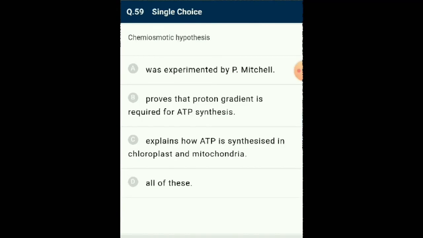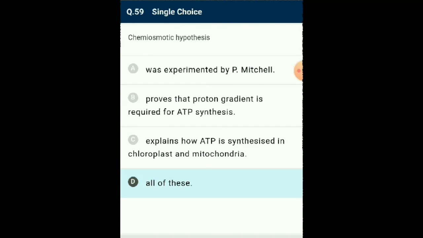Question number 59. Chemiosmotic hypothesis. Chemiosmosis is the process of moving protons across the membrane resulting in the generation of an electrochemical gradient that can be used to drive ATP synthesis. In 1961, a British biochemist Peter Mitchell proposed the chemiosmotic hypothesis to describe the mechanism by which ATP synthesis occurs in chloroplast and mitochondria. In chloroplast and mitochondria, both the ATP synthesis is linked to the development of a proton gradient across the membrane. So the answer for this question is option D.